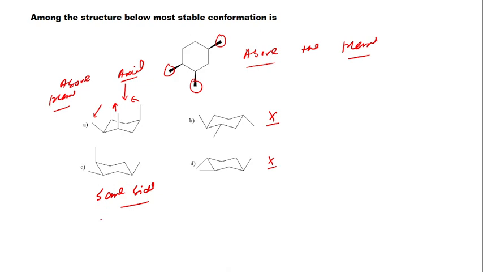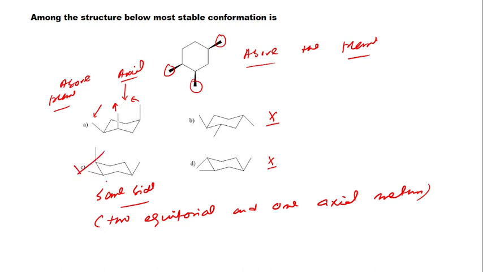Here we find two equatorial and one axial methyl group in one, and in the other the axial ones are more. And you all know that an axial substituent suffers from 1,3-diaxial interaction. So here we have two axial, here is one axial. As the axial substituents suffer from 1,3-diaxial interaction, this will be the most stable conformation. So option C is correct.